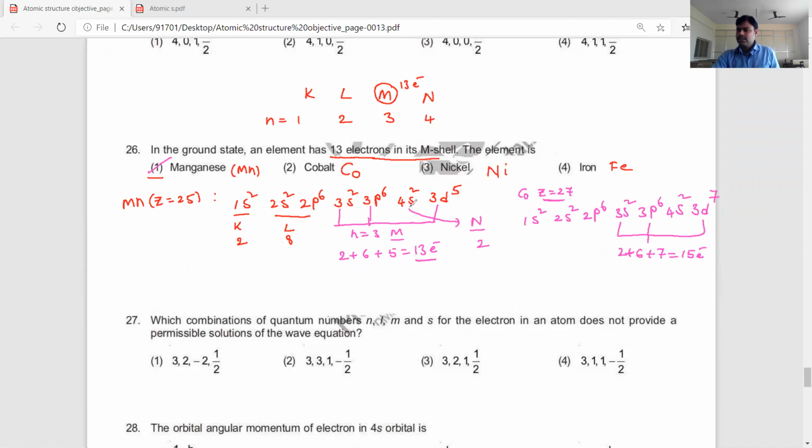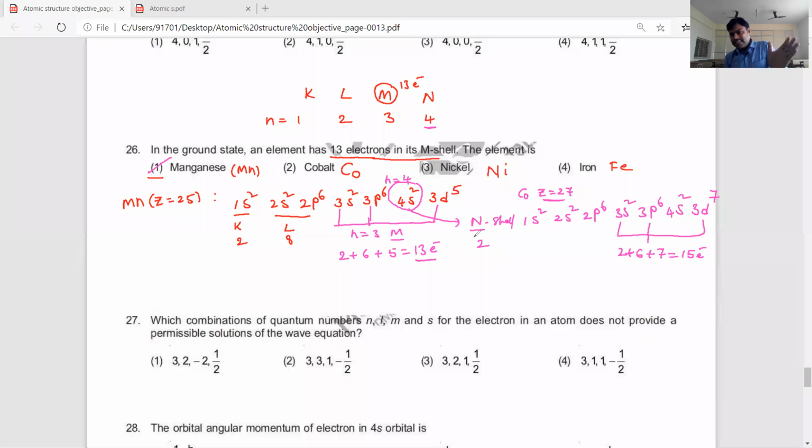And 4s, 4s is not M shell. That I am saying, 4s means it's very clear. n is equal to how much? n is equal to 4. n is equal to 4 means N shell.